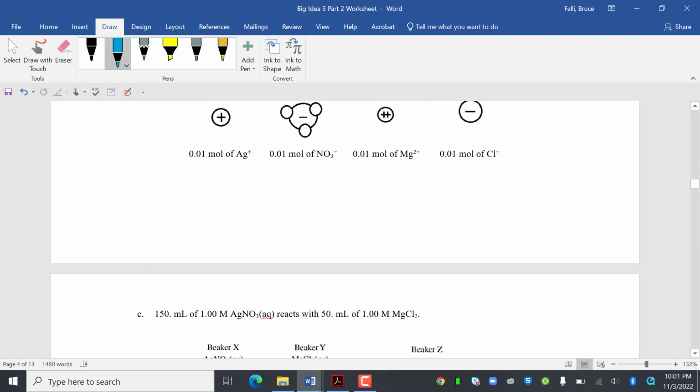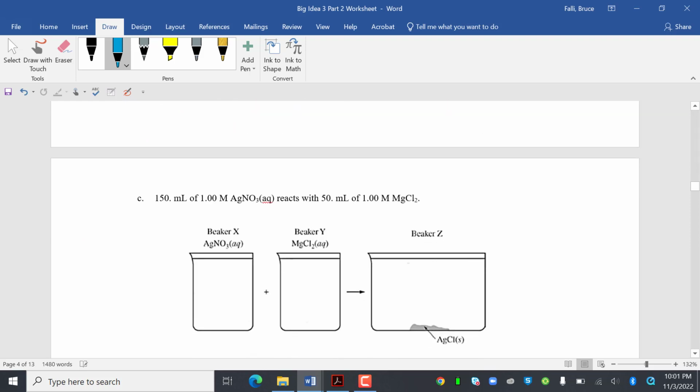All right, here we go again. 150 milliliters, so moles equals MV, so this is going to be 0.15 moles, and this is going to be 0.05 moles. So notice I got a 3-to-1 deal going on here now. So that means I'll go ahead and put 3 Ag positives on here. And I have to put 3 nitrates. And I'm doing this because this is a 3-to-1 ratio. So then when I do this, I'll have 1 Mg plus 2. So that's 3 Ag positives to 1 Mg plus 2.